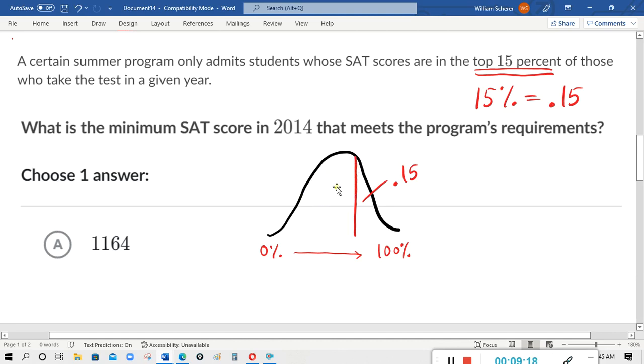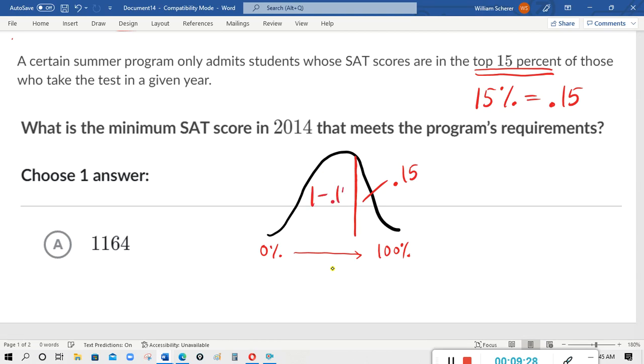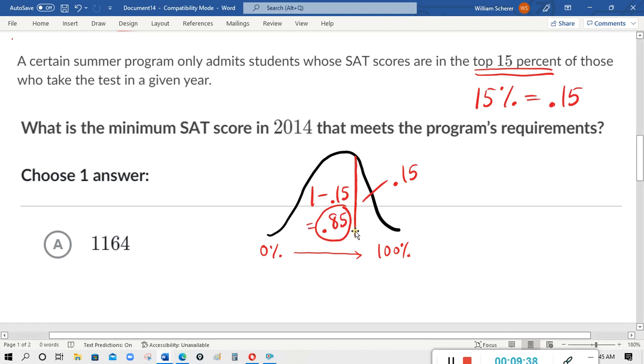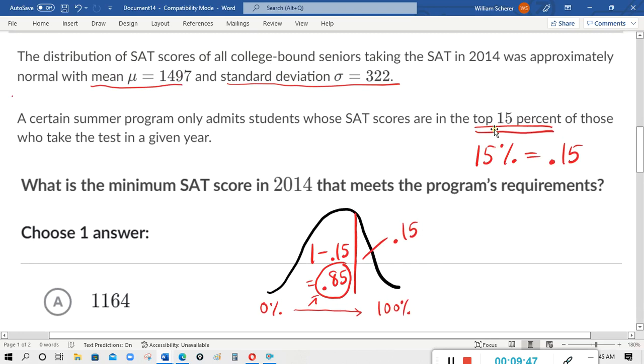So we need the z-score associated with the area in here, and that's going to be 1 minus 0.15, which is 0.85. So this z-score line right here is going to be associated with 0.85, not 0.15, because the top 15% is going to be 85% and up.